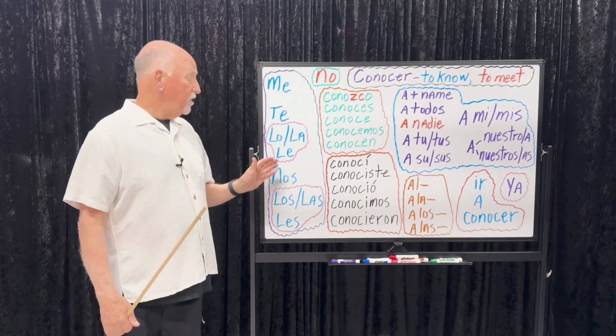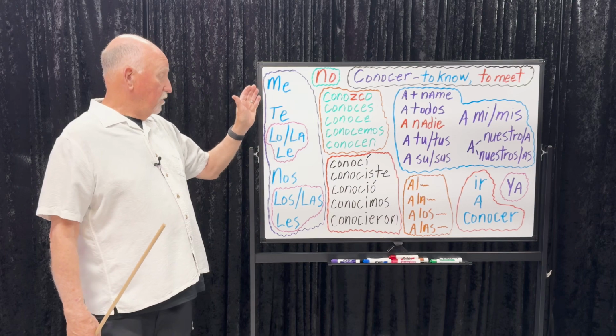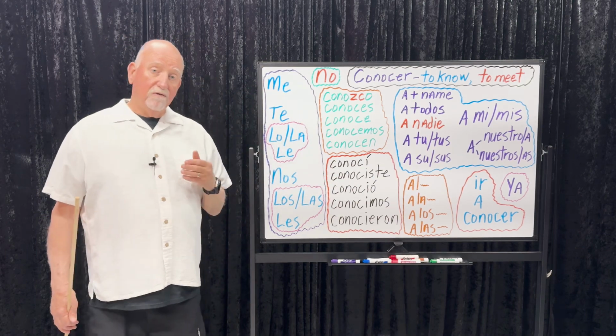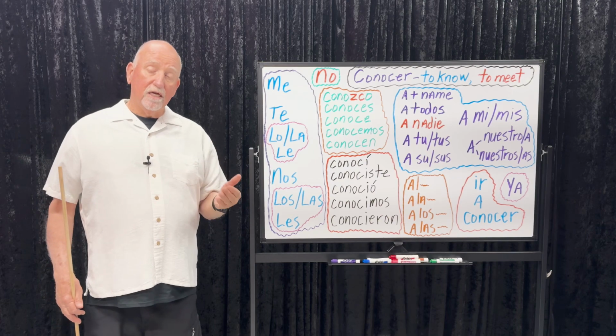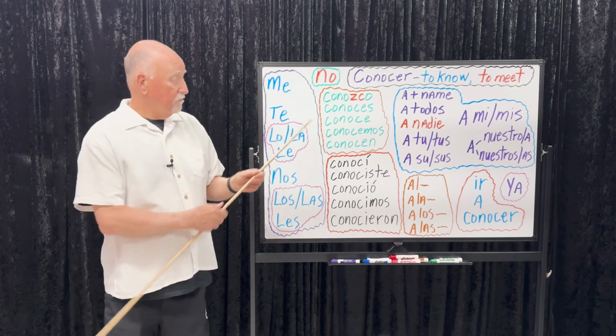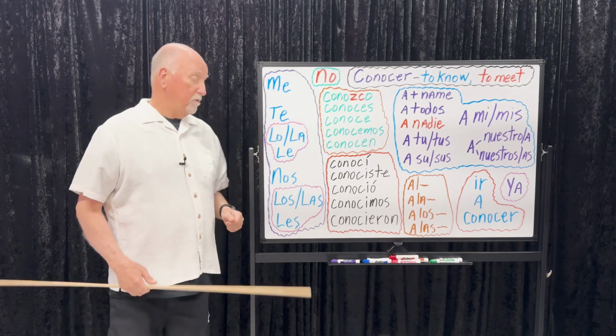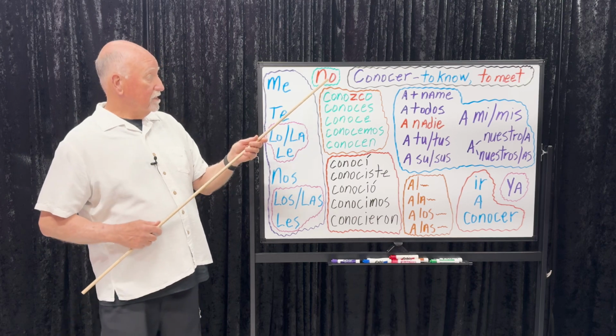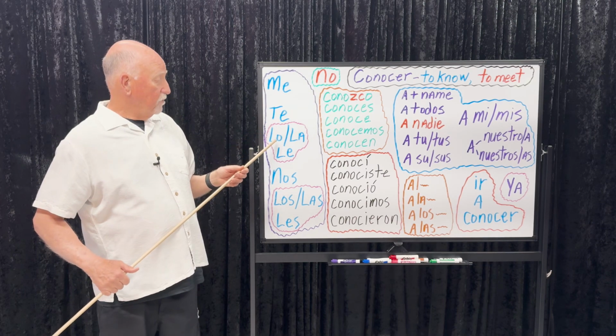Now we put them in front of the verbs because we're going to use them in front of a conjugated verb. You're going to find out that if you have a pronoun and you have a conjugated verb and you're going to use a pronoun, okay, it goes in front of the verb. So let's take some examples. If you want to say, I do not know him, we're going to take no. For him, we're going to go lo.